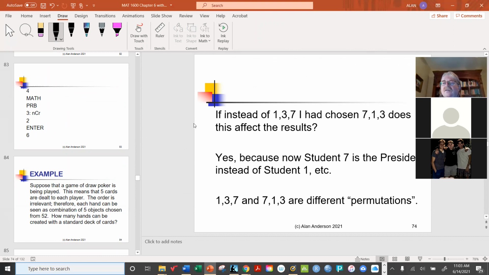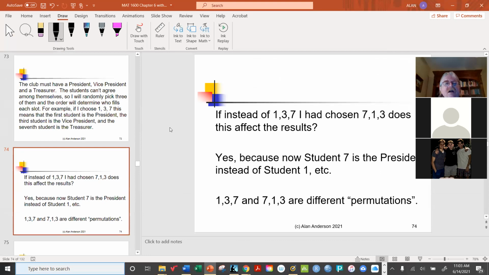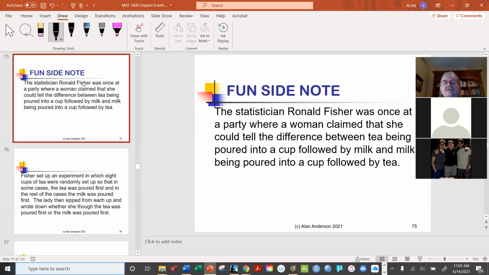Now, here's a fun little twist. This is a fun historical side note that I came up with in my travels. The statistician Ronald Fisher was once at a party. Ronald Fisher is one of the big names in the history of statistics. He invented a lot of what we're using in this class. He was a brilliant guy, and all he thought about was statistics, apparently.